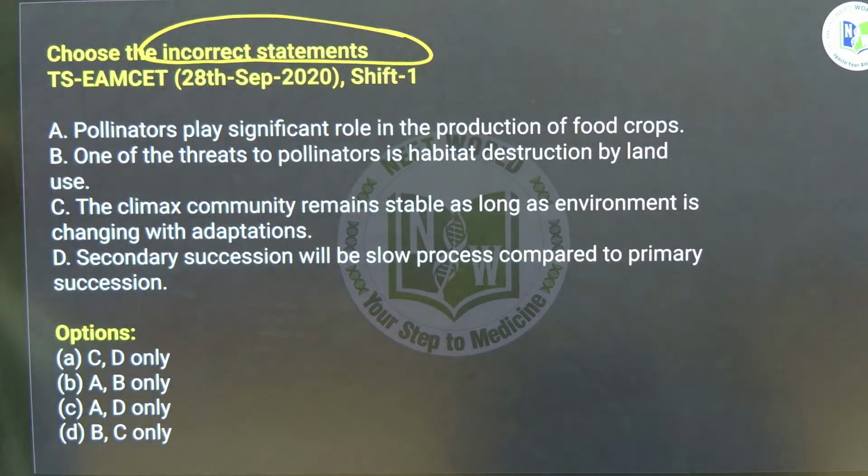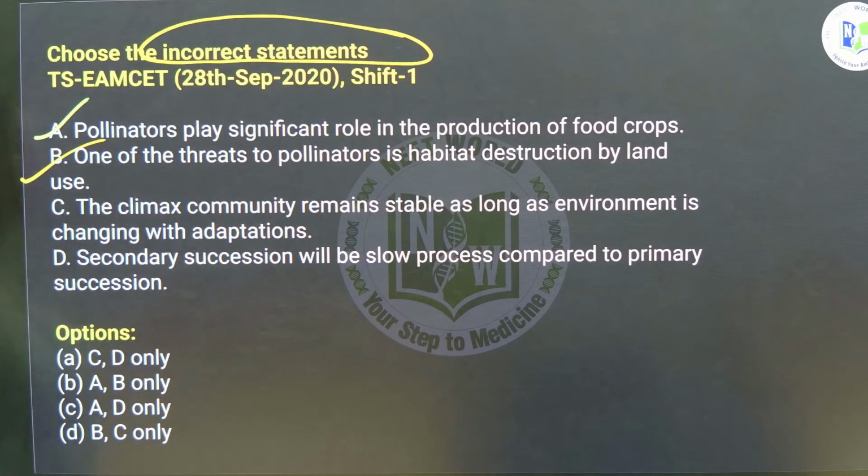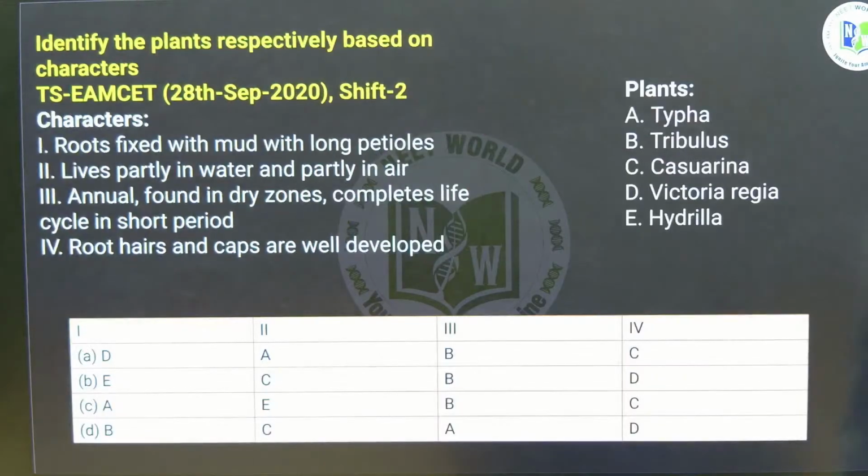Pollinators play significant role in production of food crops. True. One of the threats of pollinators is habitat destruction by land use, correct? The climax community remains stable as long as the environment is changing with adaptations. No. At climax community, environment will not change and there will not be any adaptations. Secondary succession will be slow process compared to primary succession. Wrong. Primary succession is slower than the secondary succession. So, it is option C and D that are incorrect, okay, which is option A. Next.